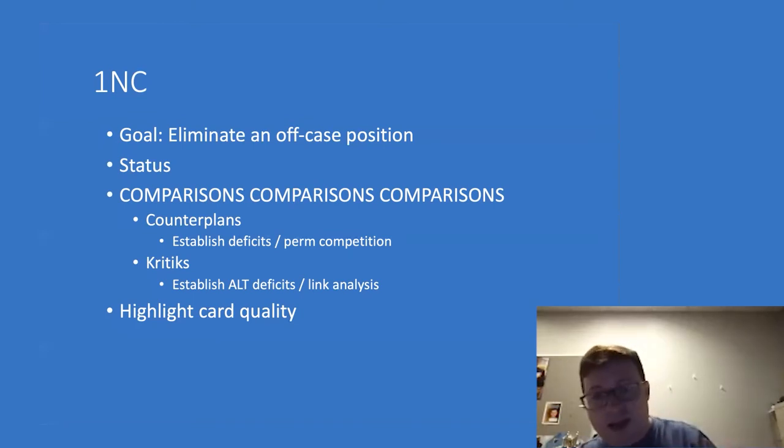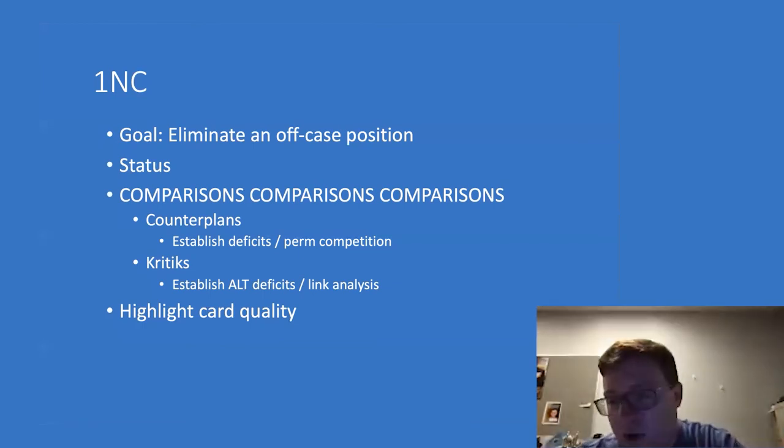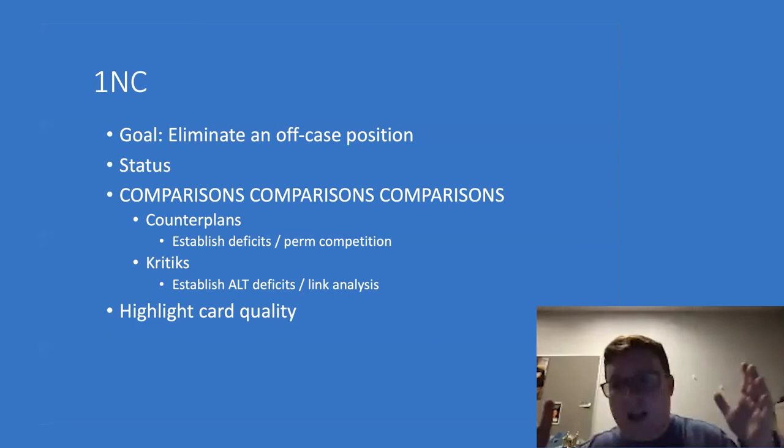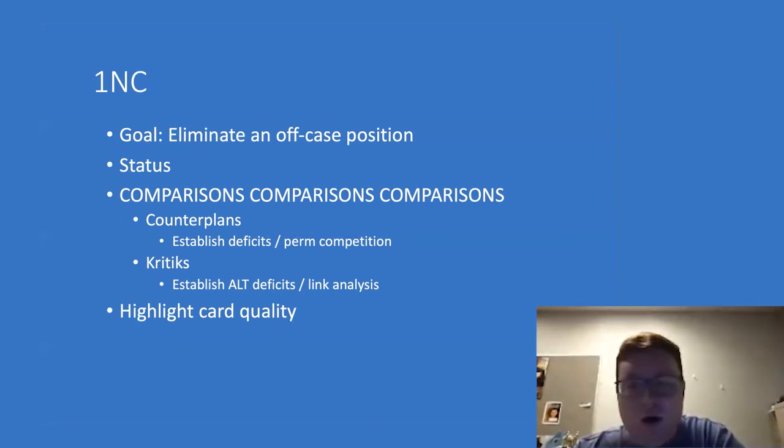If your 2A has link defense, link turns, right? That is a 1-2 punch. And it requires the 1NR to read more link cards, which shaves part of the 1NR where it should have been in the 1NC. So you're making the block smaller by asking simple questions like that. And it makes the 1AR a lot easier because the neg block is catching up on a problem in the 1NC. So highlight card quality.